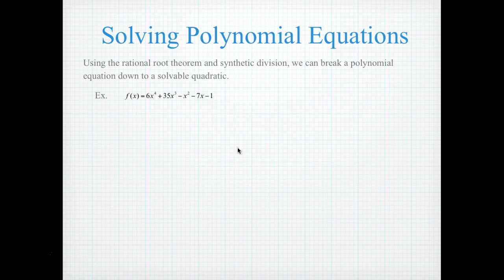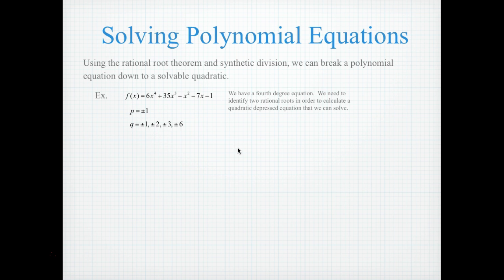In the last example we have, we're going to do the same thing. We're going to use the rational root theorem and synthetic division to break down an equation into a solvable quadratic. Now notice in this equation we have a fourth degree equation. So we need to identify 2 rational roots in order to calculate a quadratic depressed equation that we can solve. So f of x is equal to 6x to the fourth plus 35x to the third minus x squared minus 7x minus 1. My values of p are plus or minus 1.